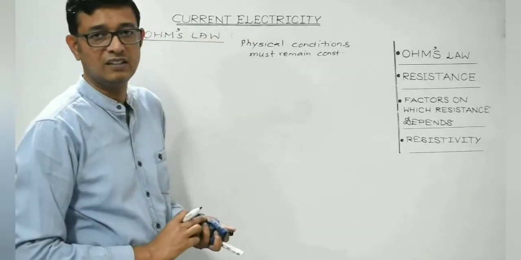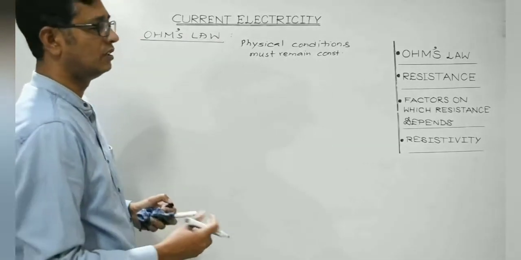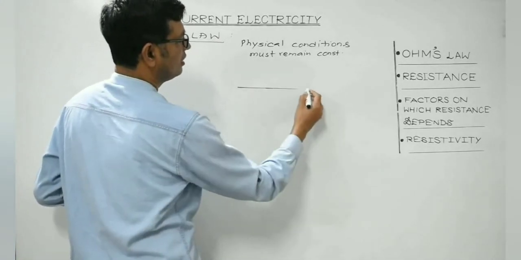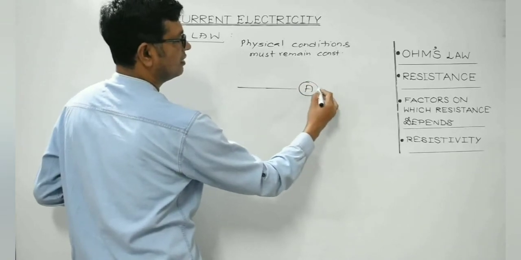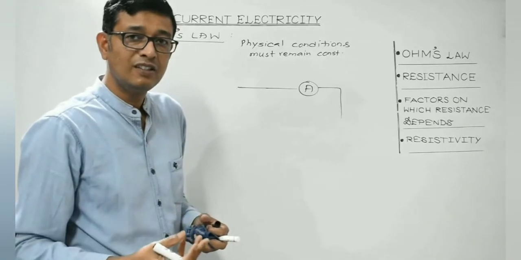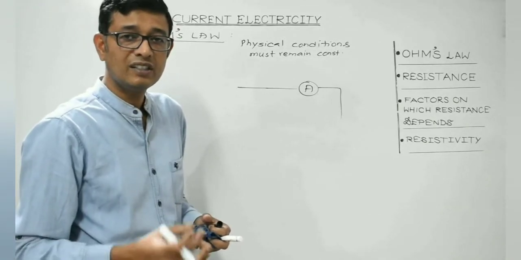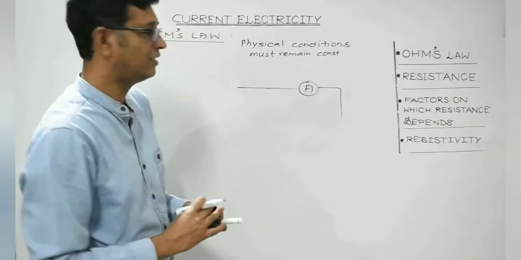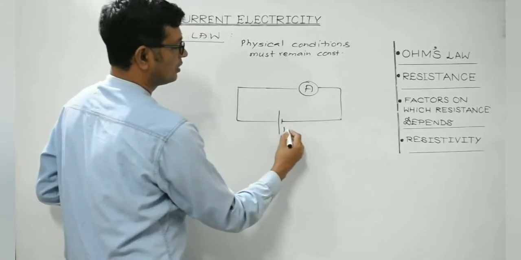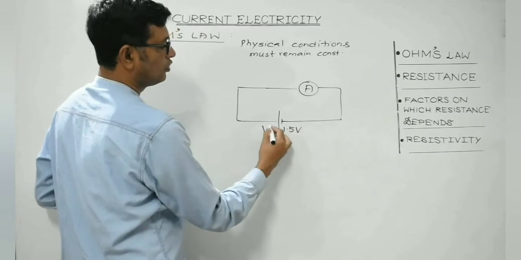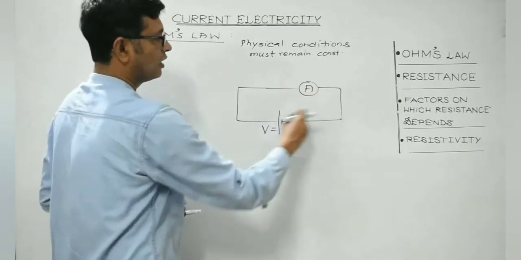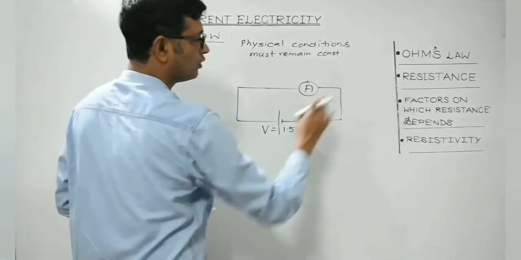Now, let's consider a simple analogy. Suppose this is a conductor and an ammeter is connected. Ammeter we'll discuss. It's a device which is used to measure electric current in a circuit, right? And this is a source. Suppose this is 1.5 volt. This is the potential difference across the ends, right? This is a connecting wire offering some sort of resistance, that also we'll discuss.